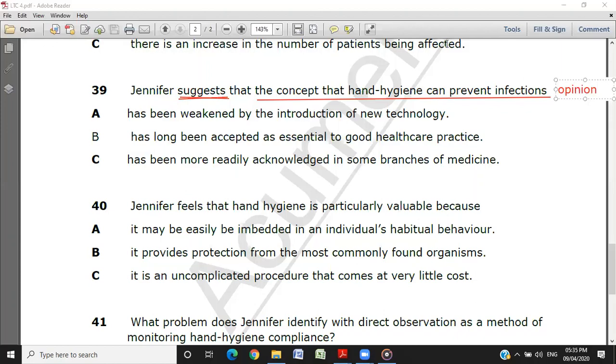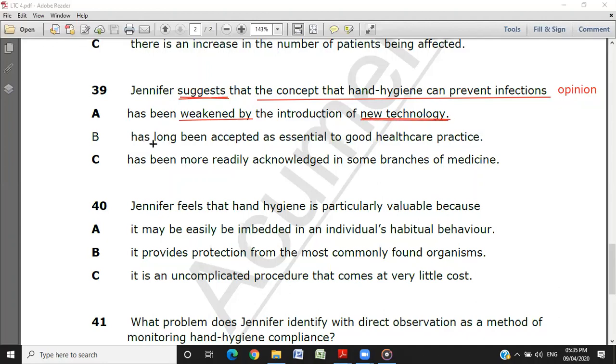Again, we would underline the negative words from the answer choice. Has been weakened. So weakened is a negative word. Why? Due to new technology. So here she would probably be discussing what we saw in the beginning, that people are not following hand hygiene as much as they should. So here maybe she would go on to discuss the reasons. So if she blames technology for it, then A could be the correct answer.